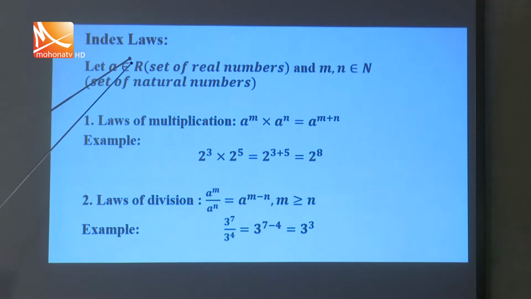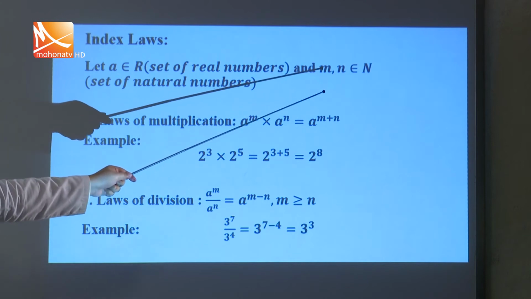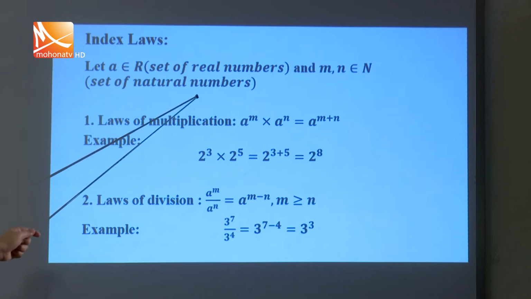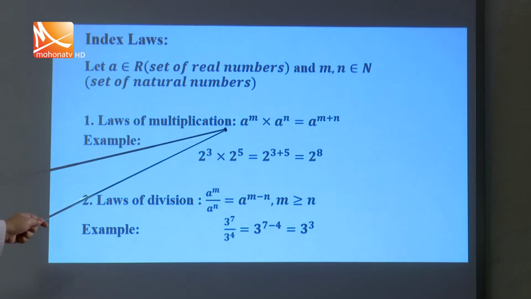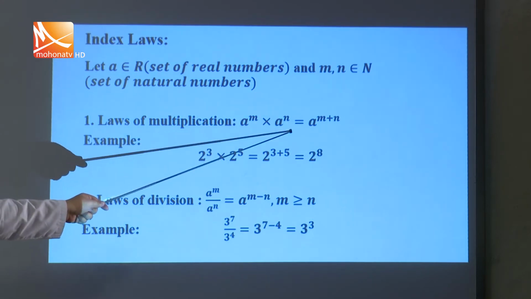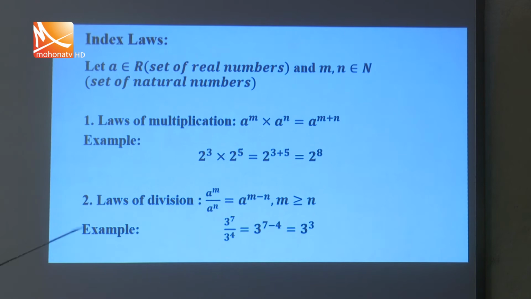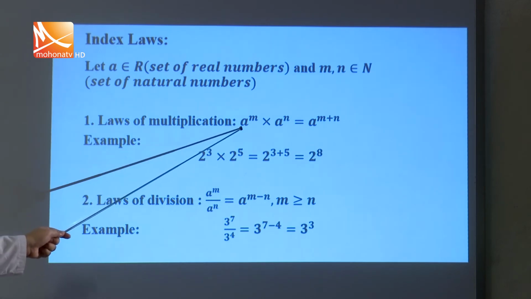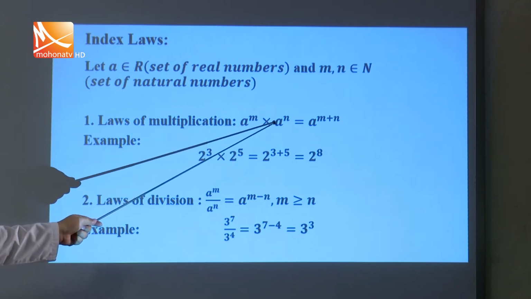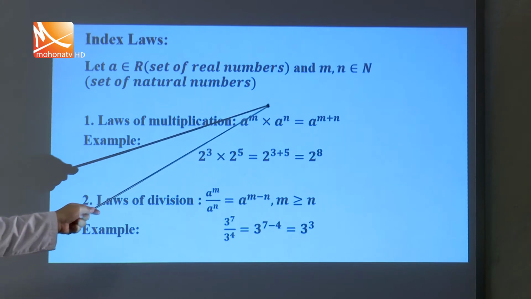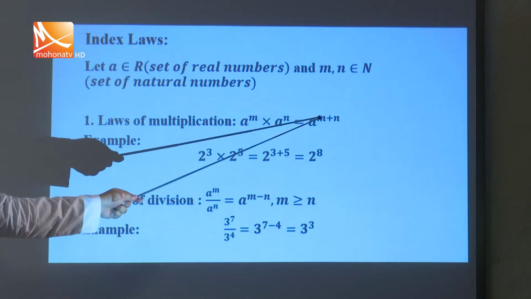Let a belongs to R, that is a is a real number, and m, n belongs to N, where N is the set of natural numbers. So our first rule is laws of multiplication, a to the power m into a to the power n equal to a to the power m plus n. That means when you have the same bases here, that is a and a, they are same, so we have to add their powers like a to the power m plus n.